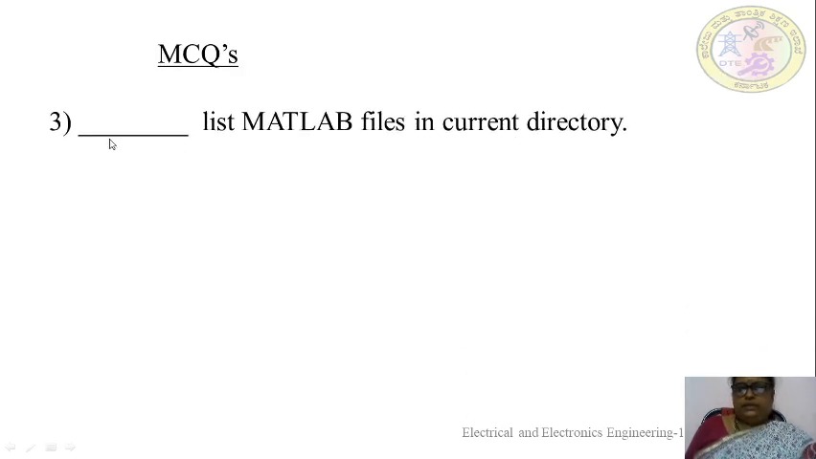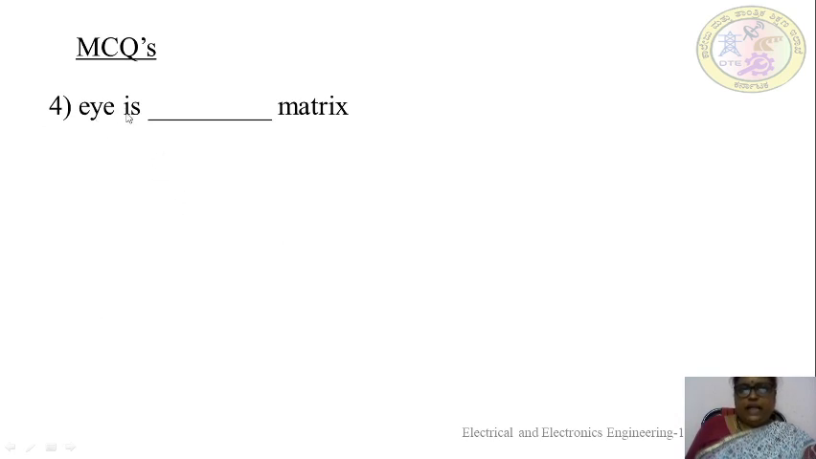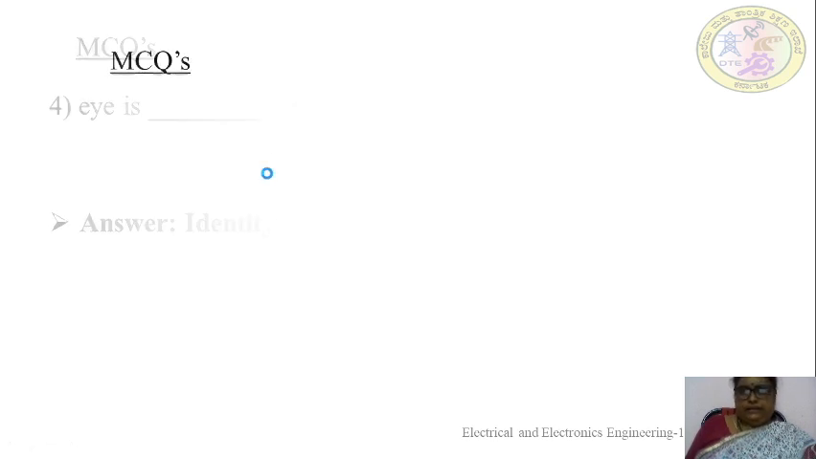Third question is: dash lists the MATLAB files in the current directory. Which is the command which is going to list the files in the current directory? So the answer is what? What is the command which is going to list the files in the current directory? The fourth question is: I is the dash matrix. It is an identity matrix.